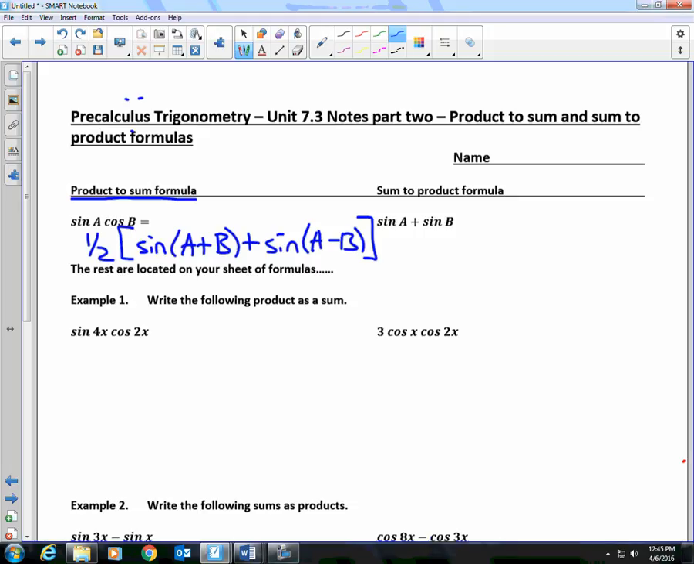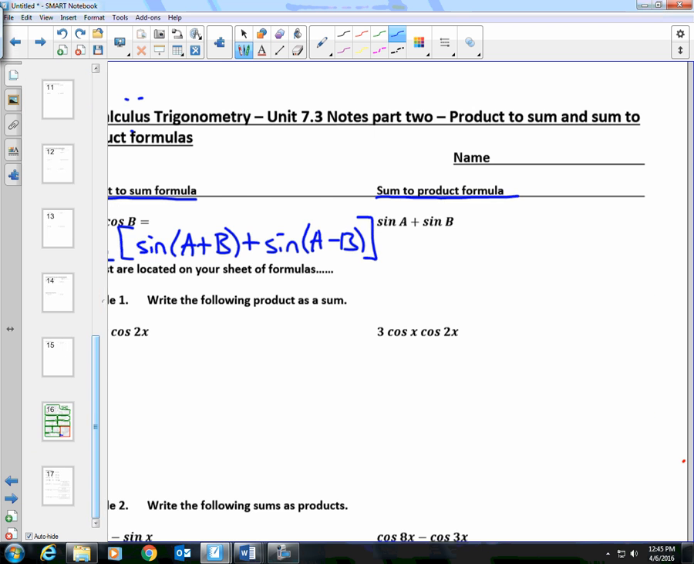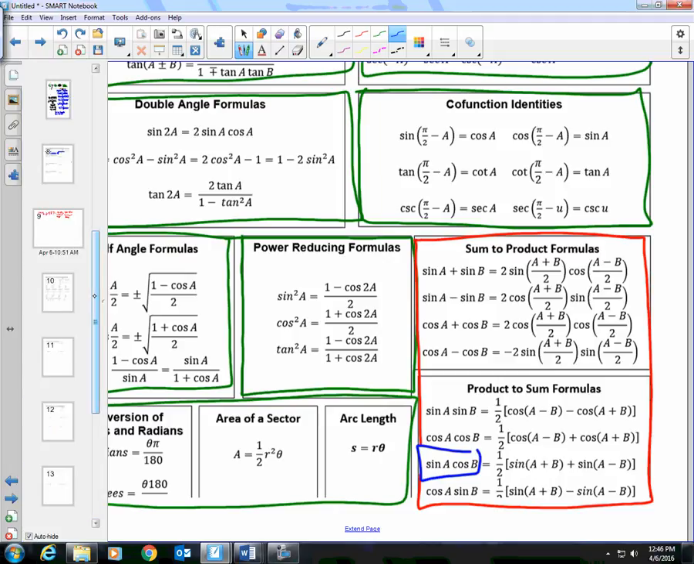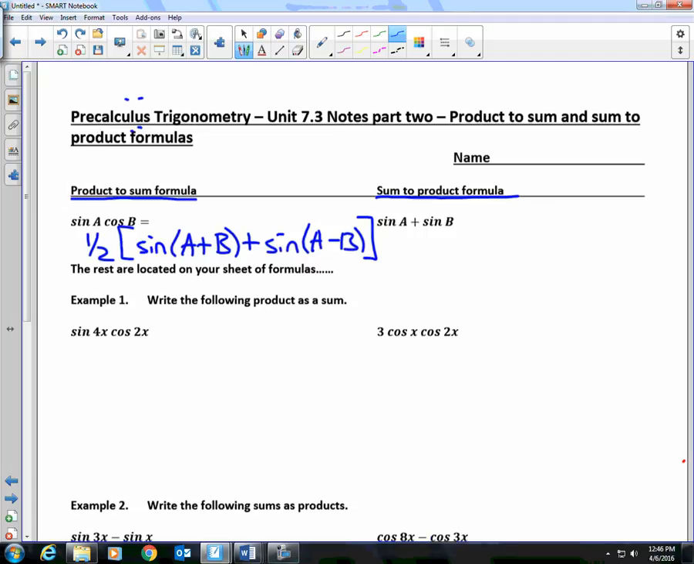Let's find the next one. Sine of A plus sine of B. I would like to take it from a sum and write it as a product. So right now it's a sum. I want to write it as a product. Which formula is it on the sheet? It is the first one under the sum to product. It looks like it's 2 times sine of the average of the two angles times cosine of A minus B over 2. Okay, so it's sine plus and cosine minus. Is that right? Okay, great.